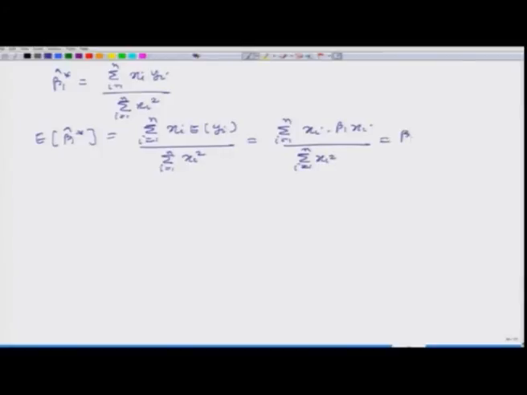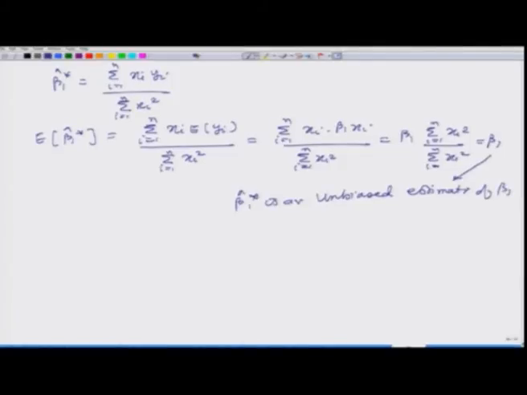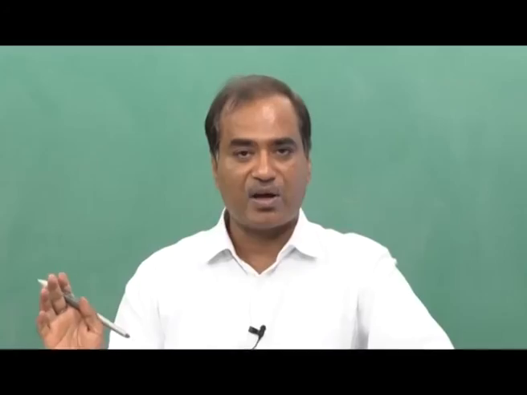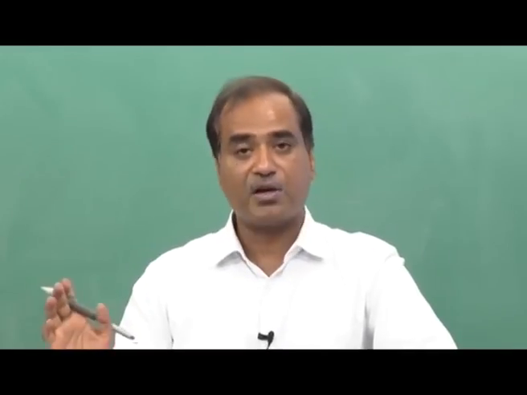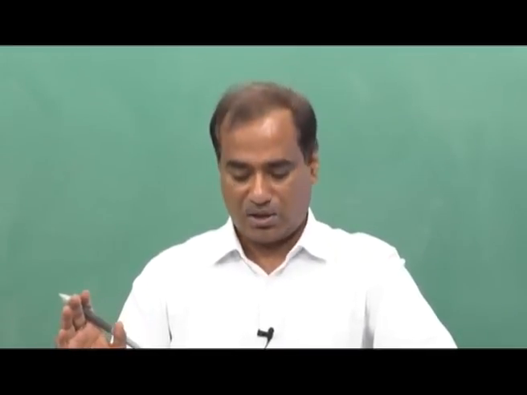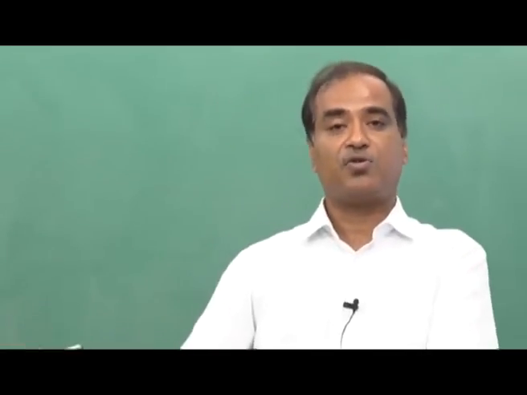So, this quantity is nothing but summation i goes from 1 to n xi square upon summation i goes from 1 to n xi square, and this is the same as beta 1. So, this remains an unbiased estimator. So, beta 1 hat star is an unbiased estimator of beta 1, that is established. So, there is no change in the property of unbiasedness of the slope parameter of the two estimators in the case of the model with intercept term and the model without intercept term.